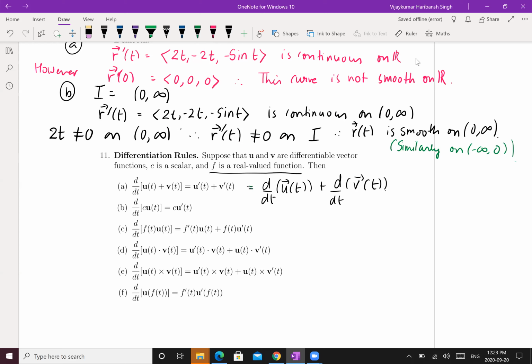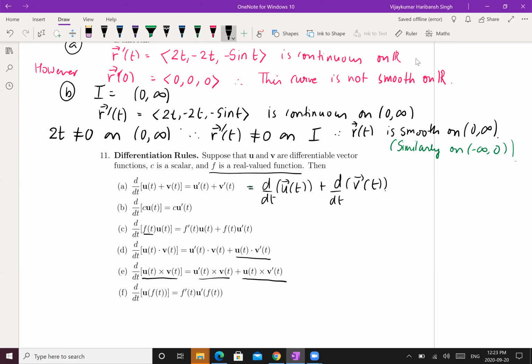So the first one is f prime t times u of t plus f of t times u prime t. So it follows a similar rule, the product rule. The only thing we should be careful about is that u of t and u prime t are vectors. Similarly, if you take the dot product of two vectors, u of t dot v of t, that is the same as u prime t dot v of t plus u of t dot v prime of t. The same thing happens for the cross product as well. So u of t cross v of t is u prime t cross v of t plus u of t cross v prime of t.